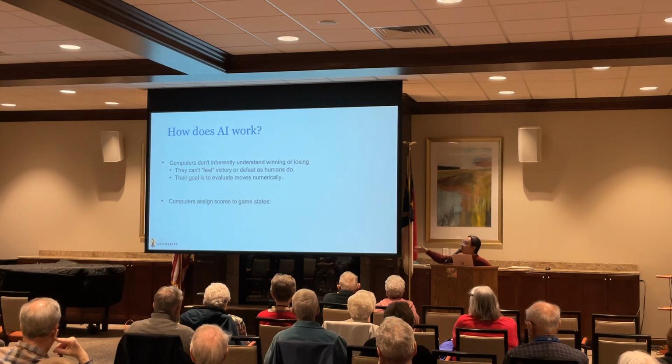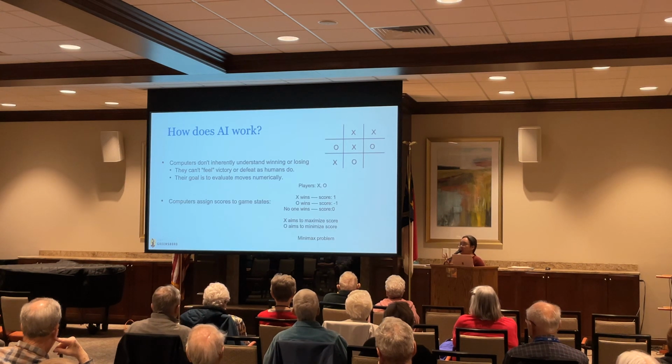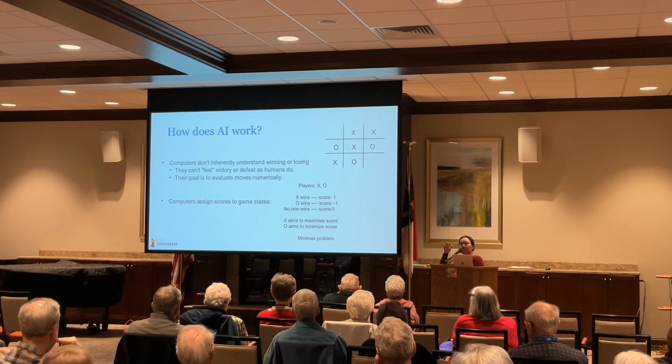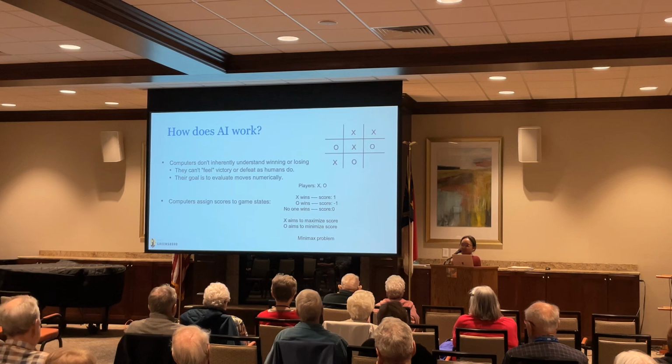Numerically define this game. For example, in the tic-tac-toe game, I will say we have two players, X and O. If X wins, we have a score 1. If O wins, we have a score -1. If no one wins, the score is 0. So the goal is very clear. X always wants to maximize the score. O wants to minimize the score.